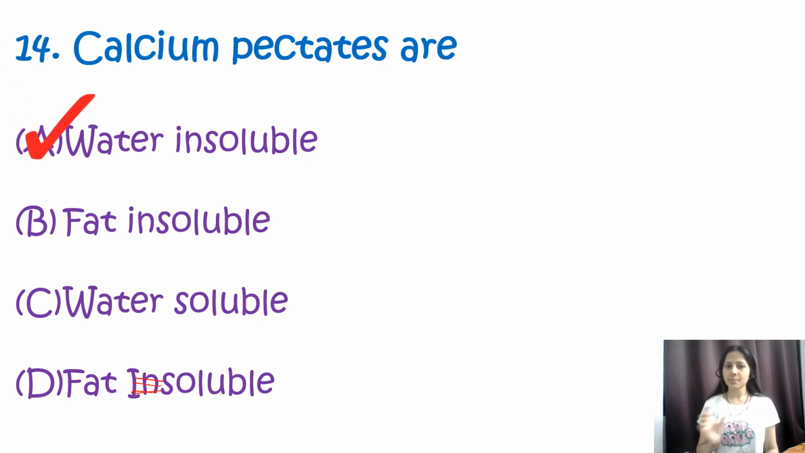We know that pectates are derived from pectins, and pectin is a complex polysaccharide found in the cell wall of plants. And when calcium ions bind with this pectin, they form calcium pectates, which are water insoluble.